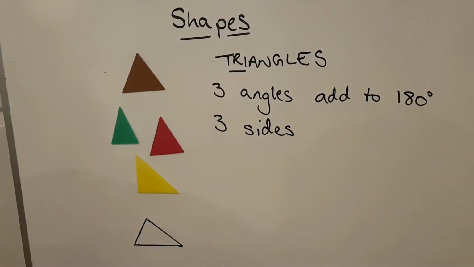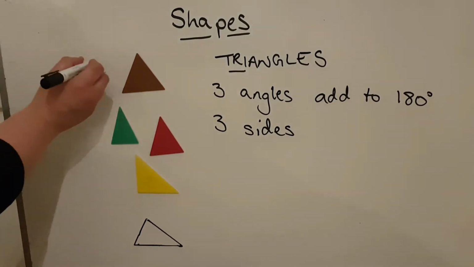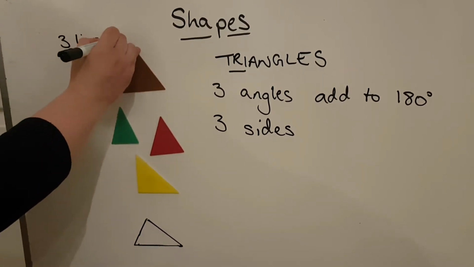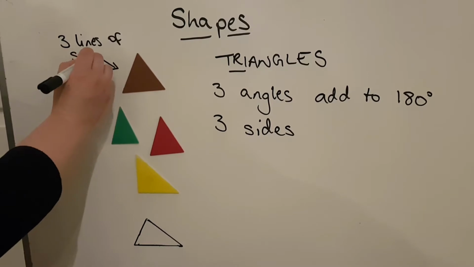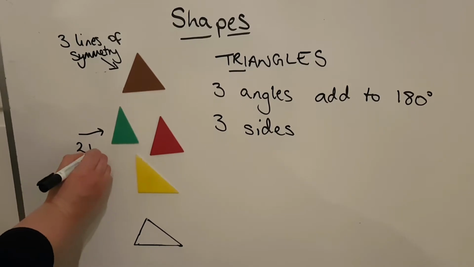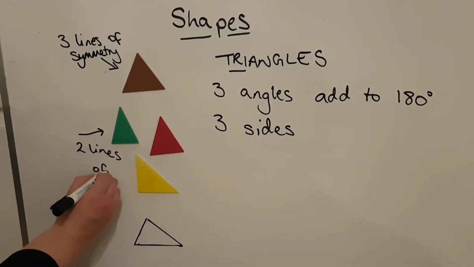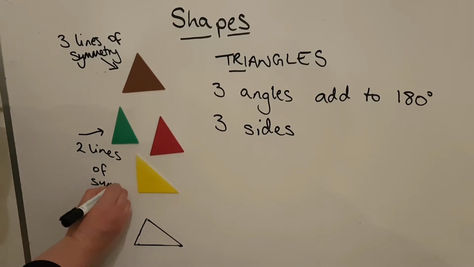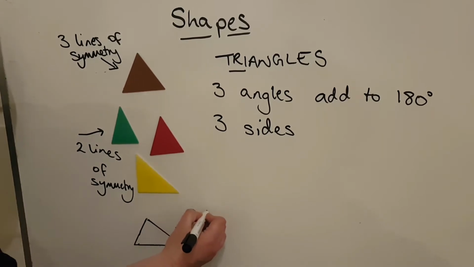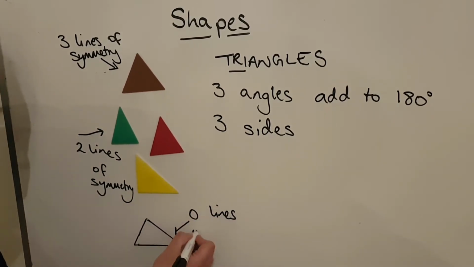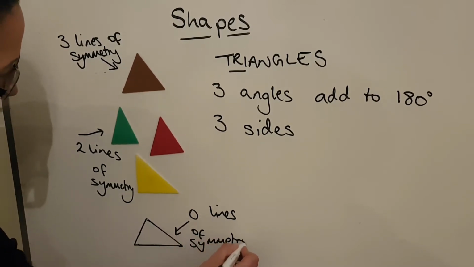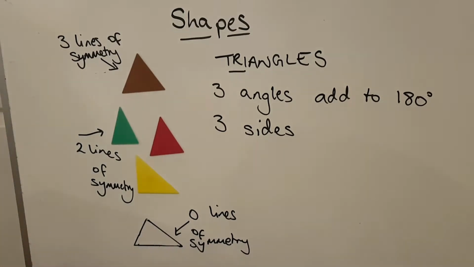And it depends on the type of triangle how many lines of symmetry they've got. So an equilateral triangle has got 3 lines of symmetry. An isosceles triangle has got 2 lines of symmetry. But a scalene triangle has got no lines of symmetry. So that's dependent on each of the triangles.